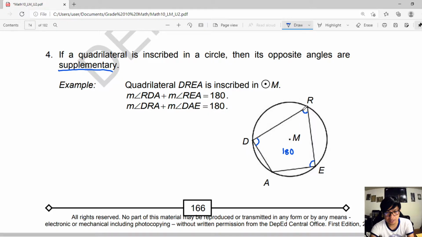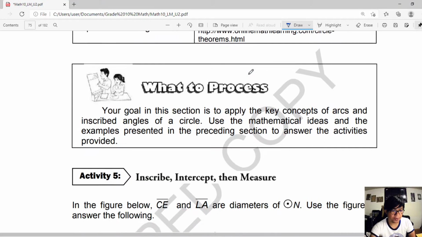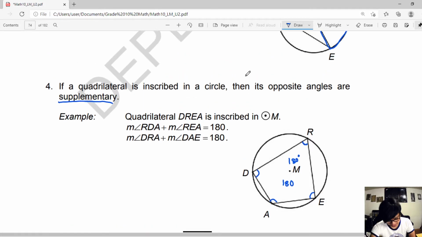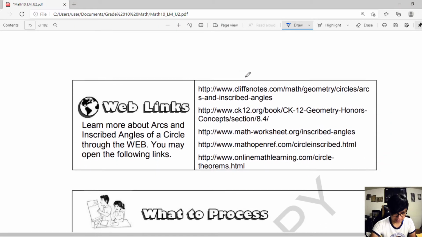Measure nito, pati measure niyan equal sa 180. Ito naman na angle, pati yan, because they are opposite angles, no? Opposite angles yan sila. Ang total ng measure nila is 180 degrees. So, yun yung sinasabi sa theorem number 4. If a quadrilateral is inscribed in a circle, then its opposite angles are supplementary. Okay, so yun yung 4 theorems about inscribed angle. I hope na-familiarize nyo yung ating theorems, and kasi we will use that one in the following activity.